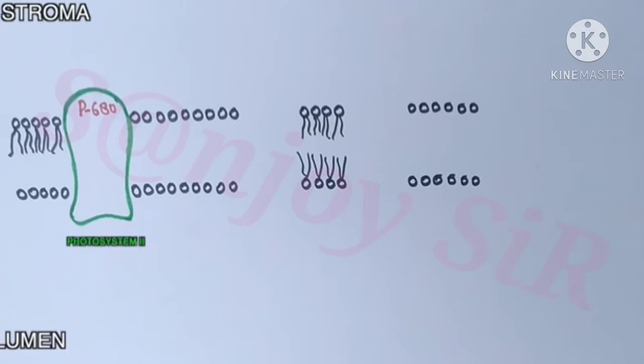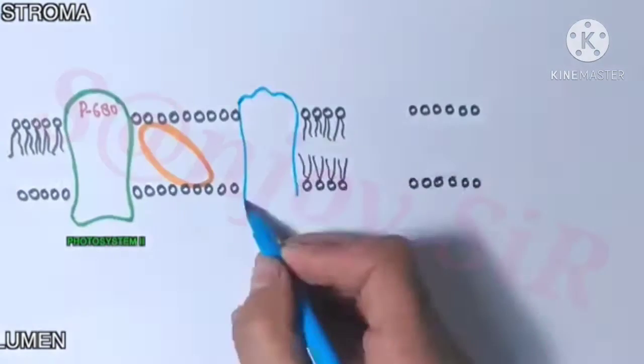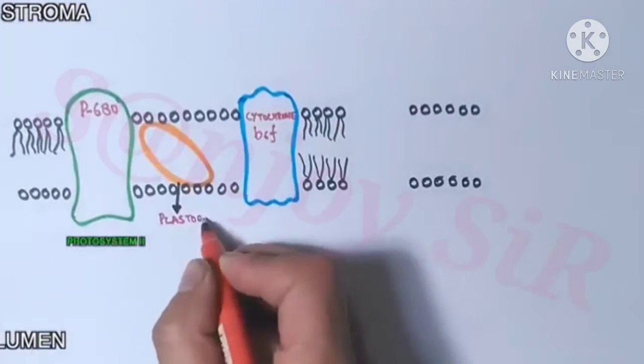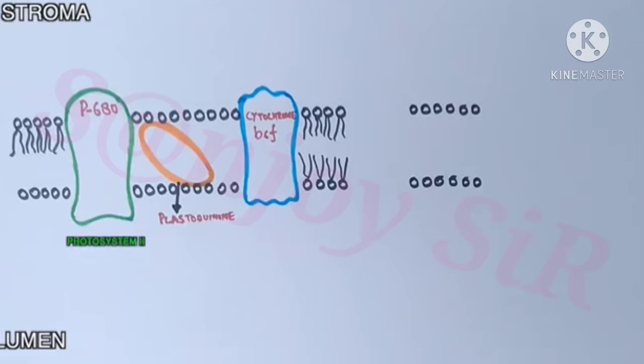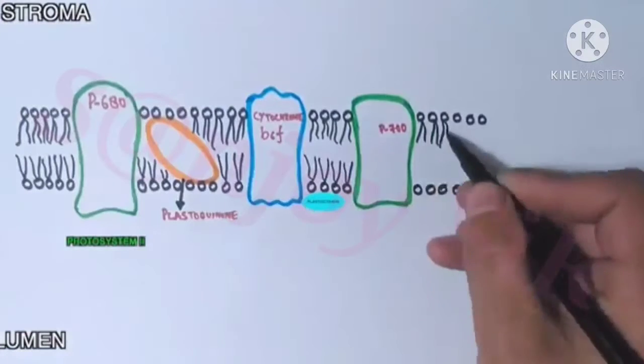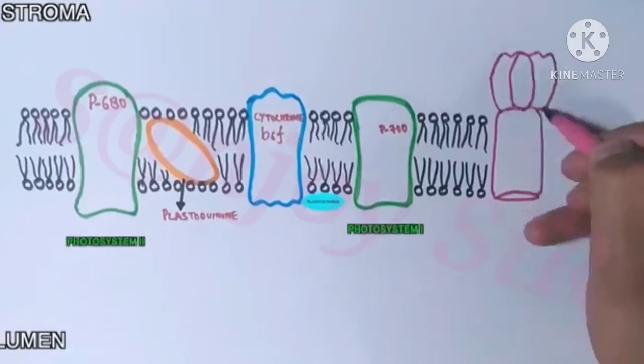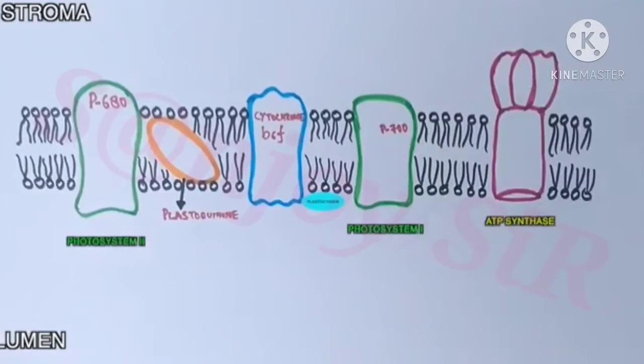Then we have different mobile electron carriers. Plastoquinone is the first electron carrier. After that we have the cytochrome b6f complex, and finally we have plastocyanin. Then again we have a light-harvesting molecule by the name of photosystem 1, also called P700, as its maximum absorbing wavelength is 700 nanometers in the visible spectrum. And for the ATP generation process, the thylakoid membrane has the ATP synthase molecule, as shown in the diagram.